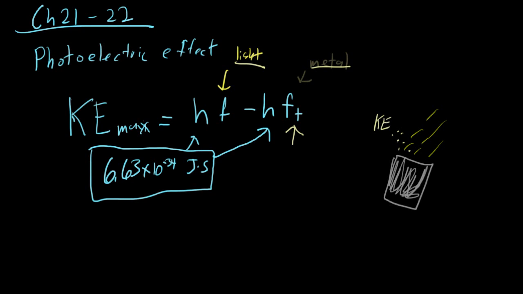So just bear in mind that f is the frequency of the light, f_t is the frequency of the metal, and of course kinetic energy is the amount of kinetic energy that's happening here. So it's a fairly simple equation. You guys have gotten pretty good at the basic algebra here, but I wanted to talk at least a little bit about what was happening in case you didn't read the textbook passage very carefully. All right, so that's that. Let's move on.